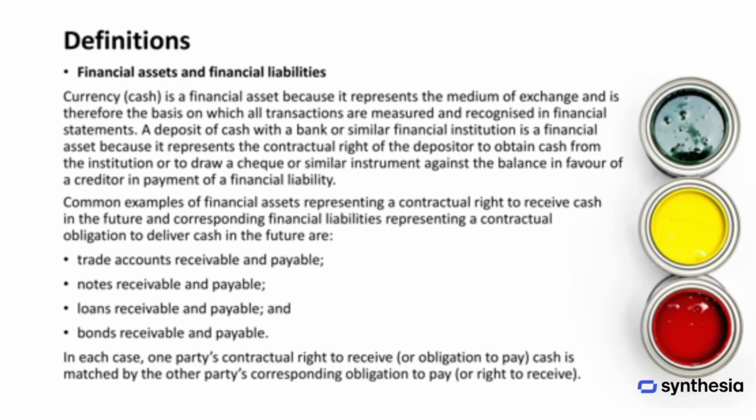Common examples of financial assets that represent a contractual right to receive cash in the future, along with the corresponding financial liabilities representing an obligation to deliver cash, include trade accounts receivable and payable, notes receivable and payable, loans receivable and payable, and bonds receivable and payable. In all these cases, one party's right to receive cash or obligation to pay cash is directly matched by the other party's corresponding obligation or right.